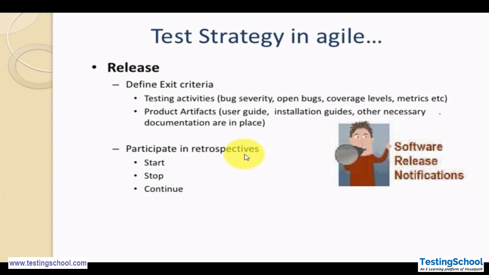So what is a retrospective? In this we analyze what went wrong, what went good, and how we can improve. So it is start, stop, and continue. This is how the test strategy goes in our agile model. It starts from the release planning, then we have sprint, and finally release. And at last we have a retrospective also. So in this session we have seen how we follow a test strategy in the agile model.